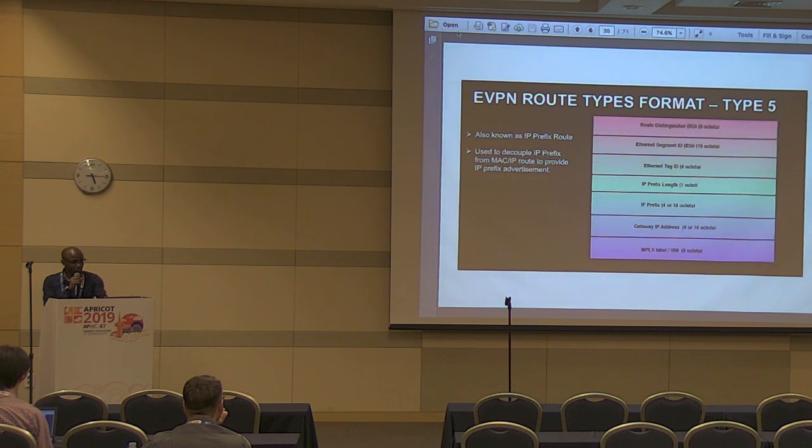The type 5 route, which is the IP prefix route, is used to decouple the IP prefix from the MAC and IP of the type 2 route. So it's used to carry your IP prefix. And this is how it's encoded today.